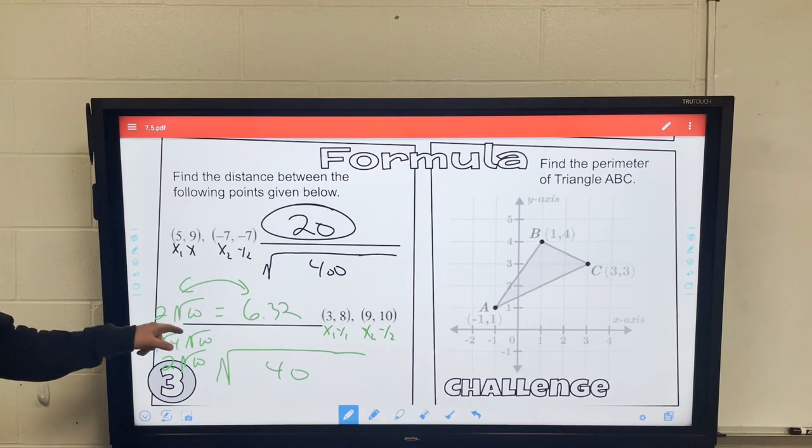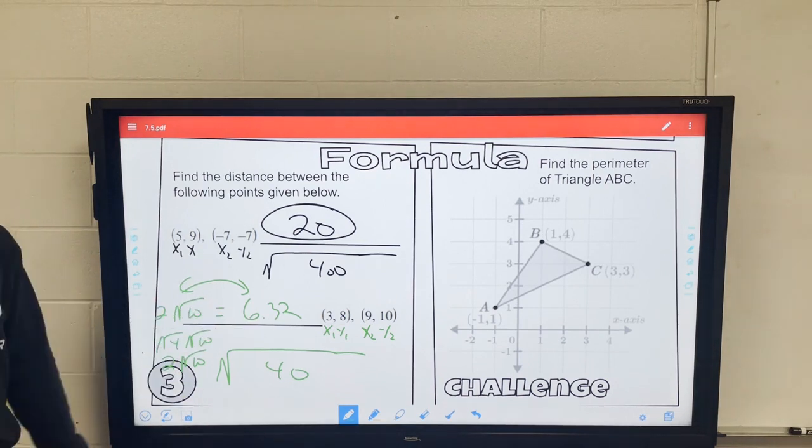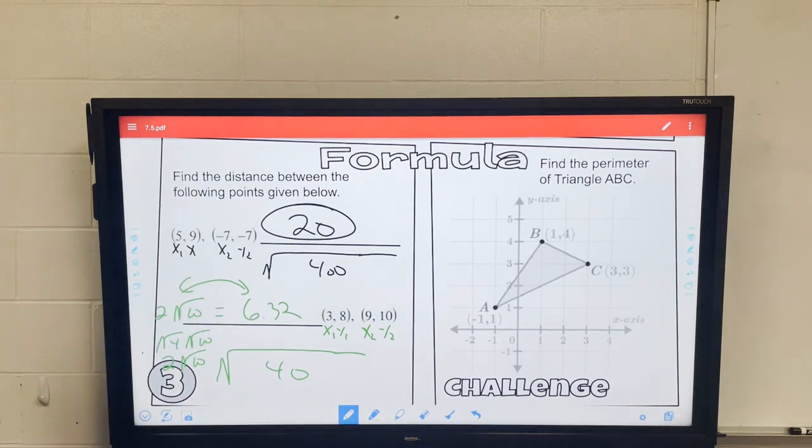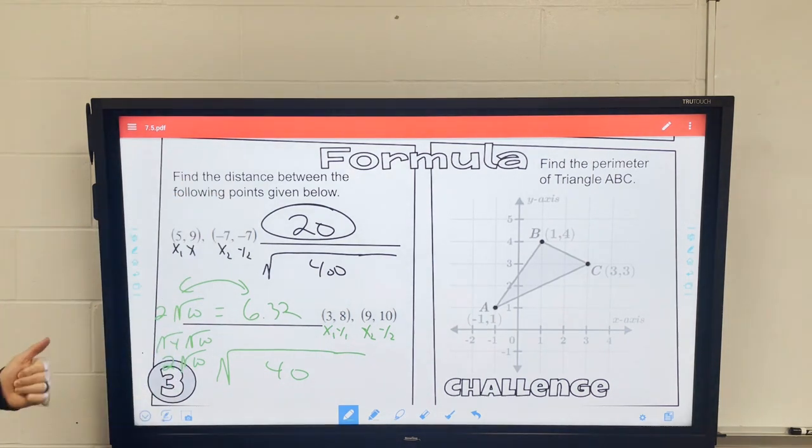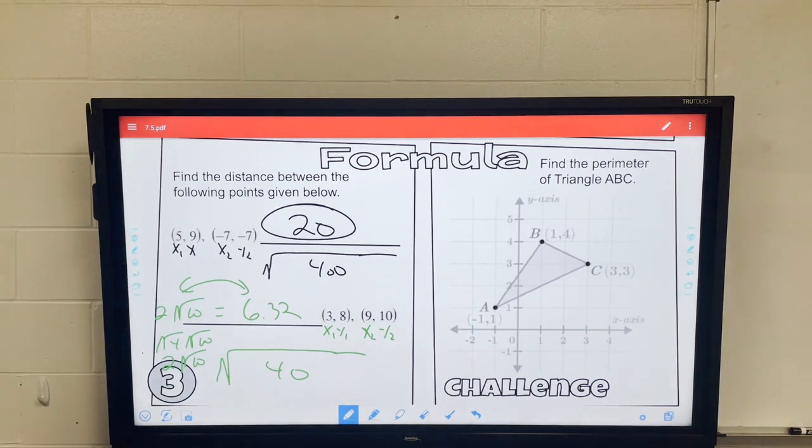Sometimes it'll ask for the radical form. Sometimes it'll ask you to put it in decimal form. They mean the same thing, okay? So ladies and gentlemen, this is a brief explanation on how to use the distance formula. And that's example number 3.